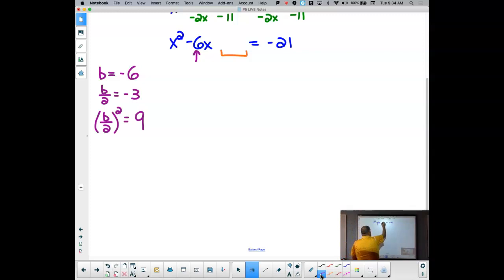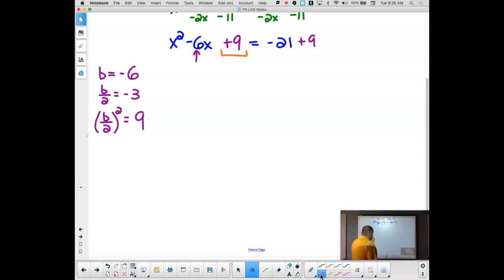This gap here gets filled with that last squared part. Okay? So that part goes in there and fills that gap. But now I've created an unbalanced equation. So in order to rebalance the equation, I'm going to have to add 9 to the right side also. Okay.